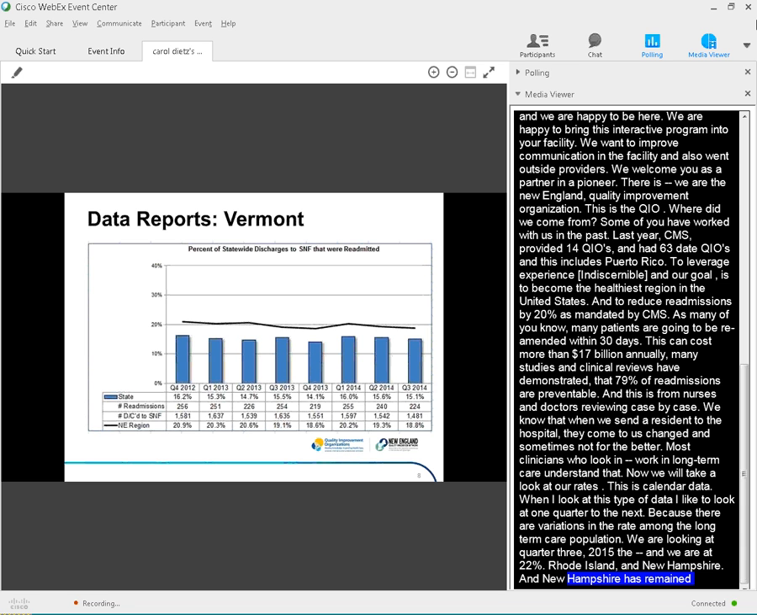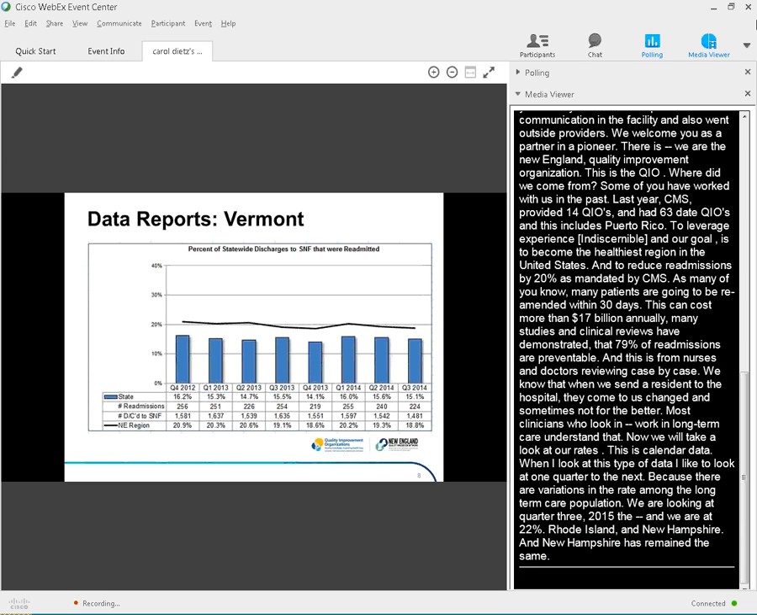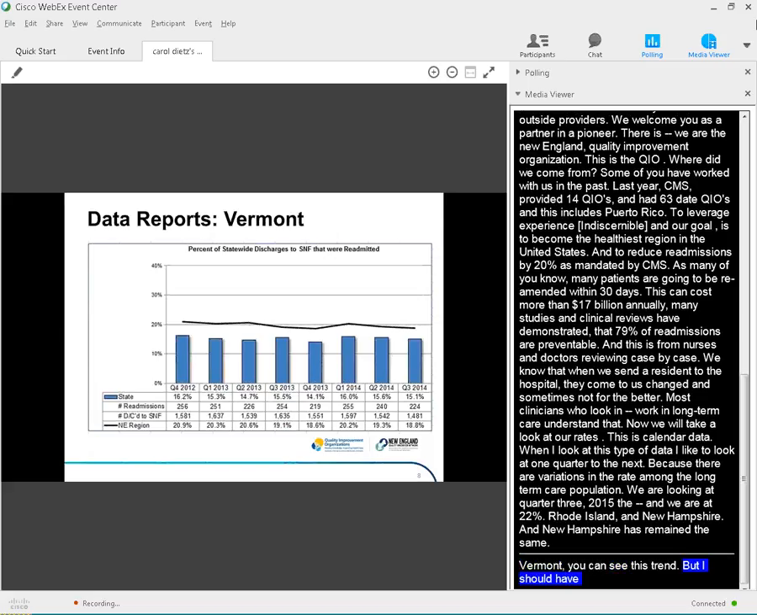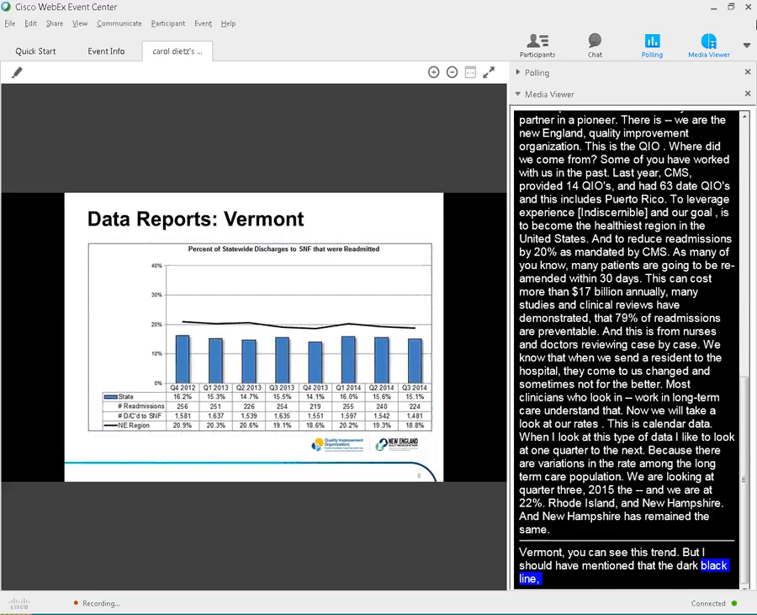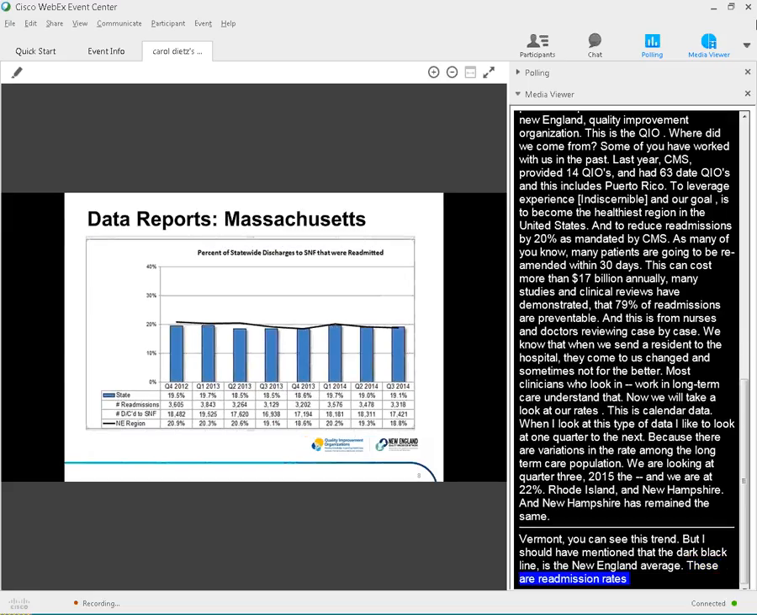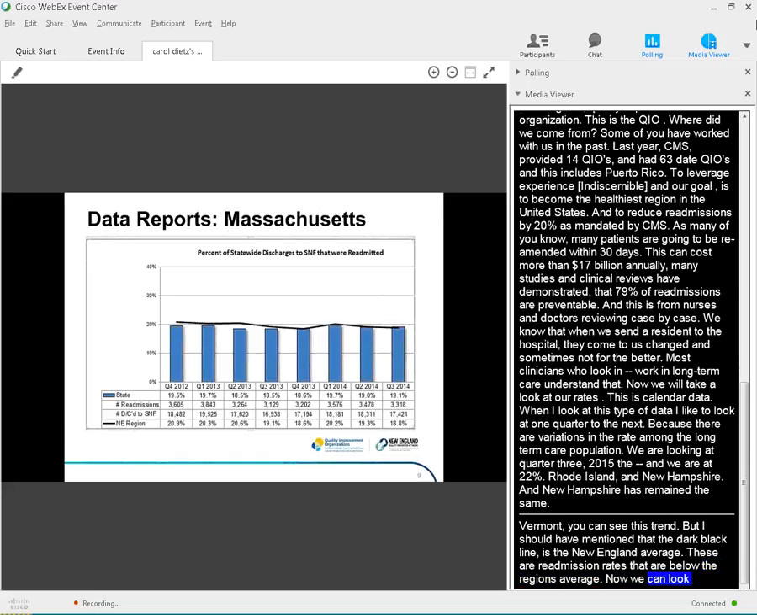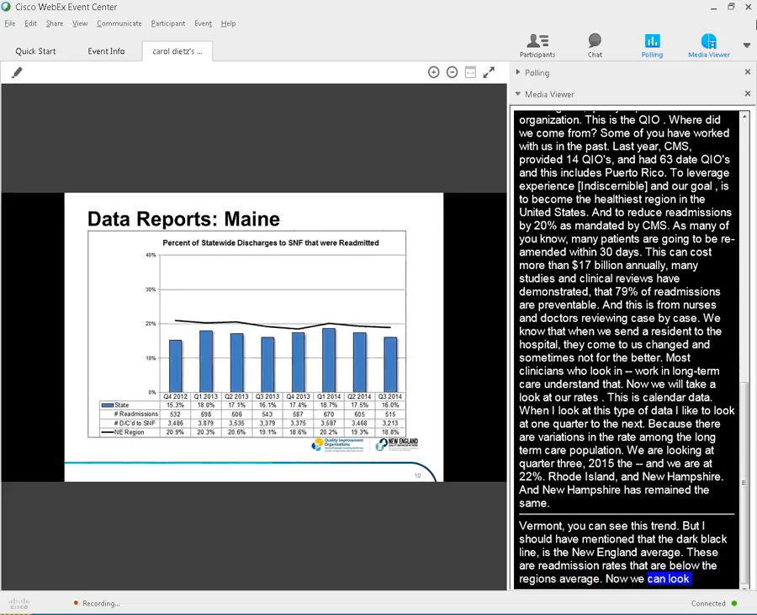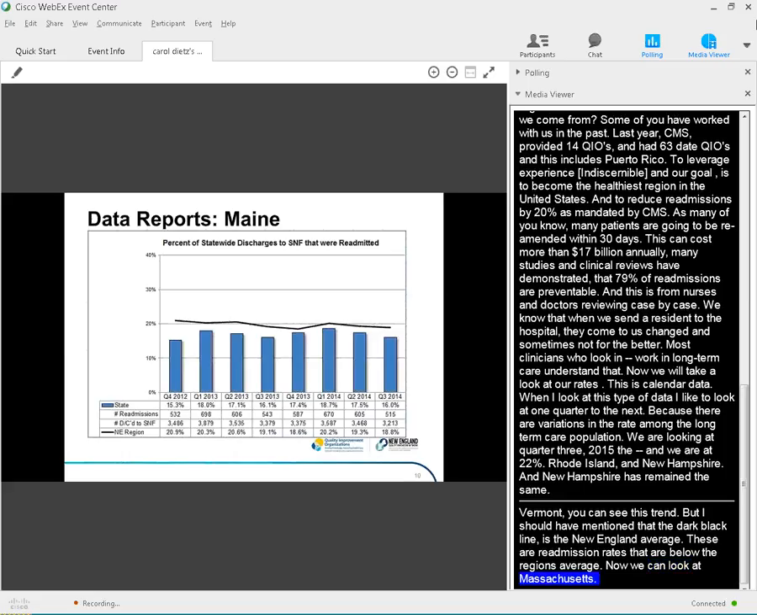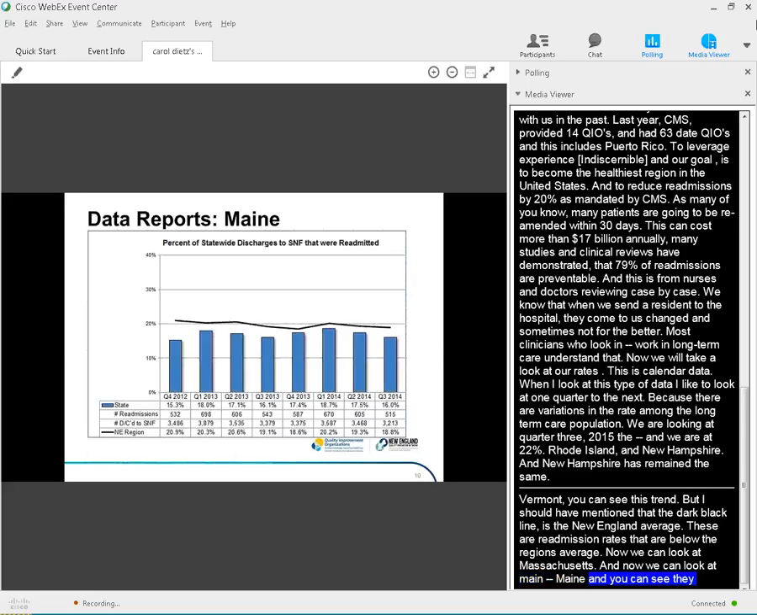Vermont, again, you can look at the trend line. I probably should have mentioned that the dark black line is the New England region average. So when we look at Vermont, we can see that their readmission rates are below this New England region average. Okay, now we're looking at Massachusetts. And finally, we're going to look at Maine, also staying pretty stable across those two quarters, quarter 3, 2013 to quarter 3, 2014.